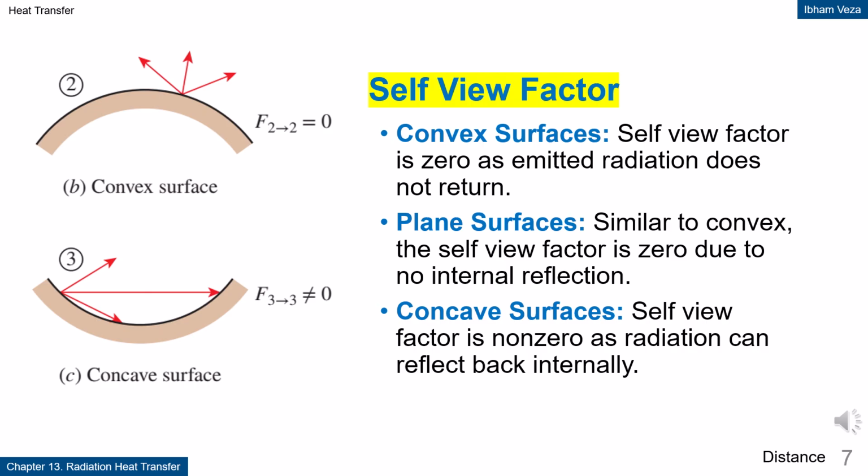Self-view factor. The self-view factor explains whether a surface can see itself. For convex and flat surfaces, the emitted radiation does not return to the same surface, so the value is 0. For concave surfaces, some radiation can be reflected back, so the value is non-zero. This concept is important in cavity or enclosure analysis. It allows internal geometry effects to be included in radiation calculations.